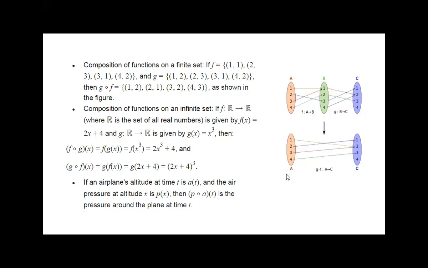And for the last element 4, here we can see 4 of A is assigned to 2 of B, and 2 of B is assigned to 3 of C. What will the connection be? 4 to 3. 4 to 2 and 2 to 3, like this, 4 to 3. This is the composition of functions.